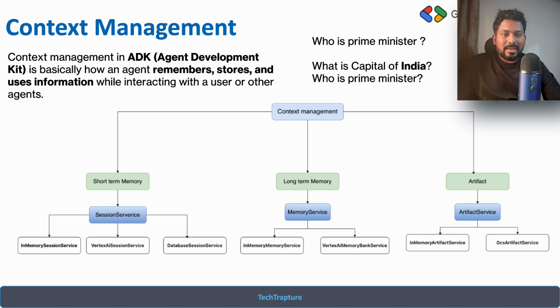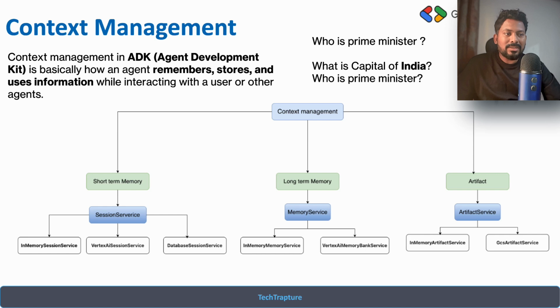So let's say there is short-term memory, there is long-term memory, and there is an artifact. These are the raw parts of context management. In short-term memory, it can be your session service. In session service, we'll use it mainly for storing the conversation history and storing the state. We'll see in detail what state is.